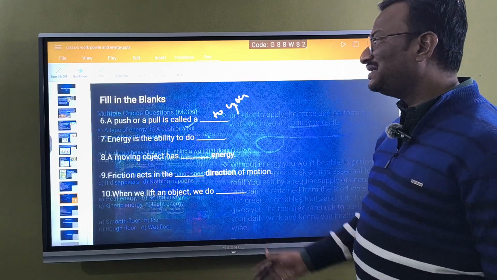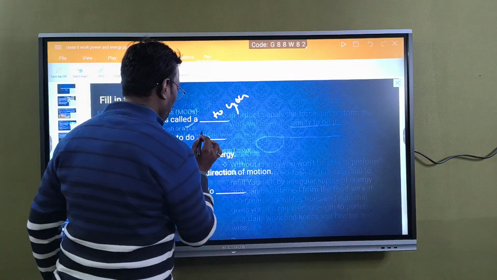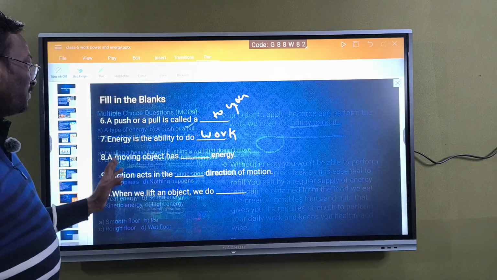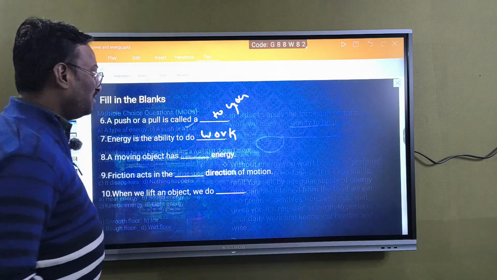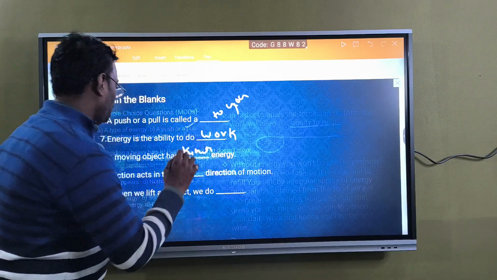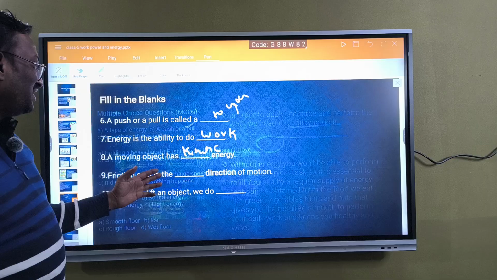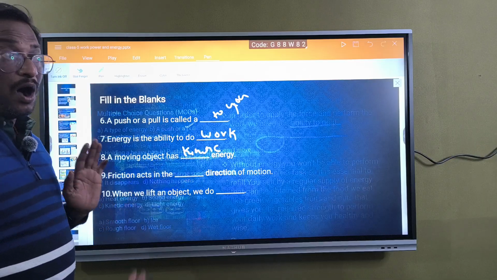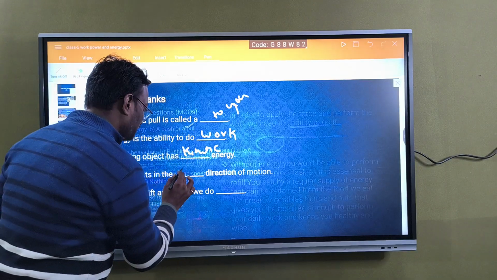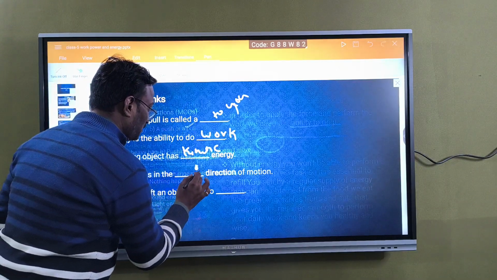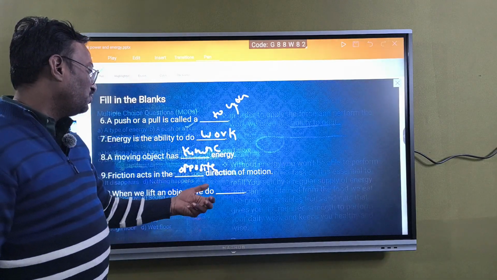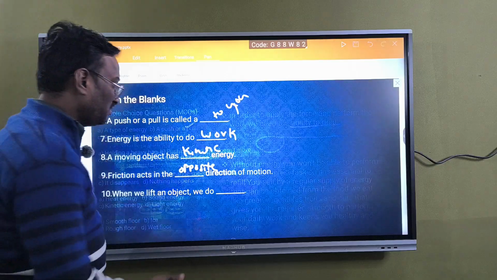Energy is the ability to do what? Work. Next one: a moving object has dash energy. Kinetic energy. Next one: friction acts in the dash direction of motion. Opposite direction. If motion is in one particular direction, the friction will be in the opposite direction. When we lift an object, we do dash. Work.